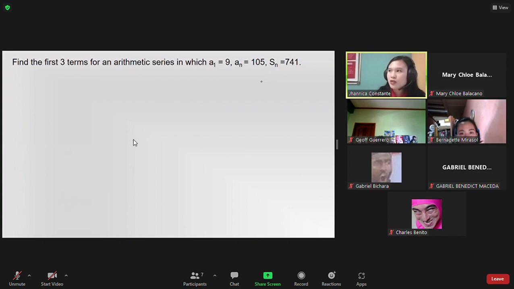So since we're solving for the first three terms of our sequence, we need to identify what is the common difference of our sequence, since given the first term, the nth number, and the sum of the arithmetic series. So we're going to use the arithmetic sequence formula to solve for the common difference.